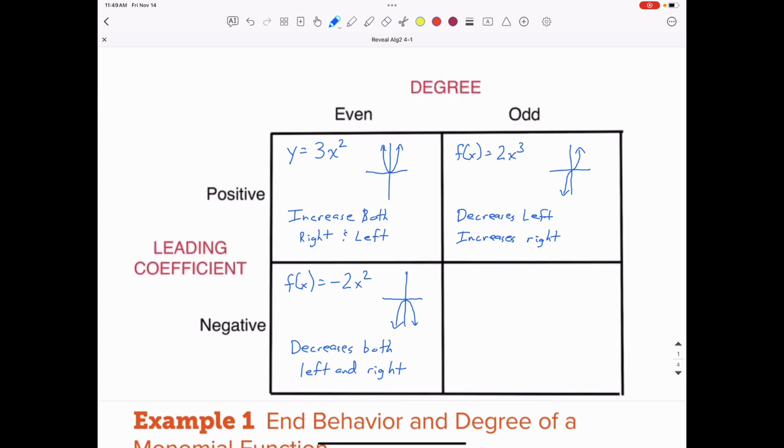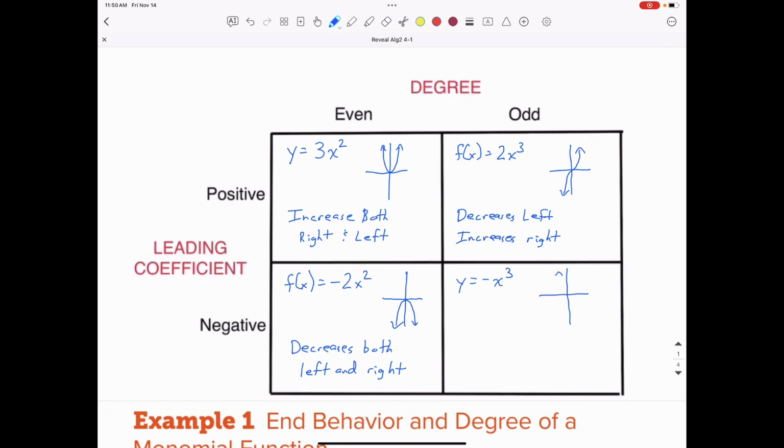And then finally, let's say we have an odd degree, but a negative leading coefficient. So an odd degree with a negative leading coefficient might be negative 1, and we don't need the negative 1 there if it's a coefficient. So maybe it's just negative x to the third power. So that would be a negative 1 as the leading coefficient, and x to the third power is an odd degree. That graph is going to look something like this.